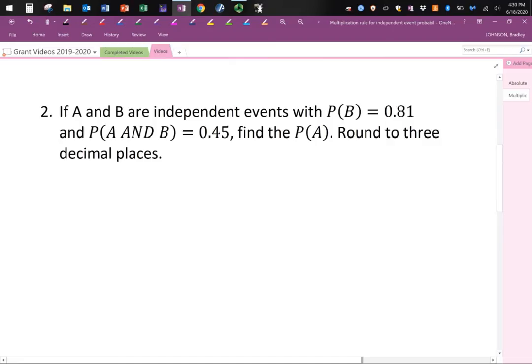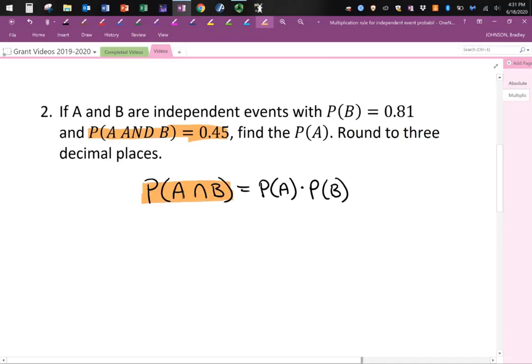If A and B are independent events with the probability of B equals 0.81 and the probability of A and B is 0.45, find the probability of A, round to 3 decimal places. Now this one, if we rewrite our independent event formula, we can see here the probability of A and B is 0.45, so I will place that in this location. And then on the right hand side, we are given the probability of B, so I will place that there. And what we're looking for is the probability of A. So we will find that here.